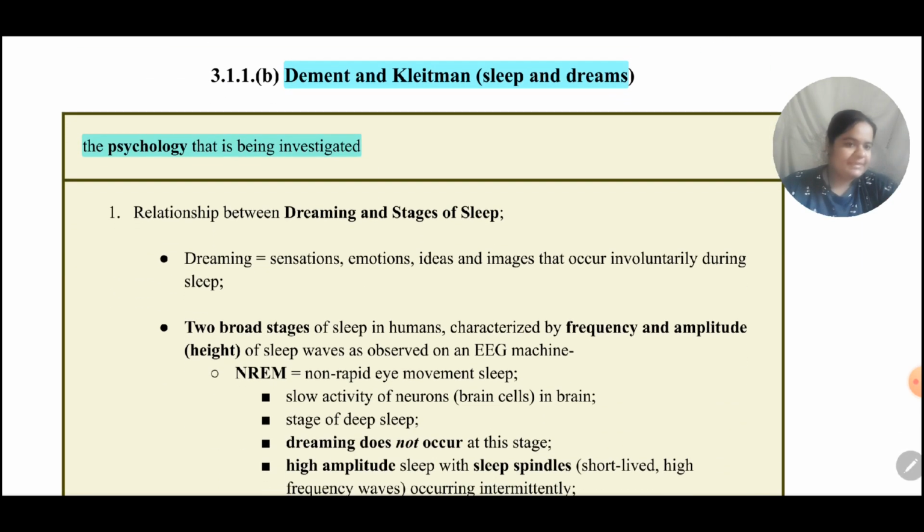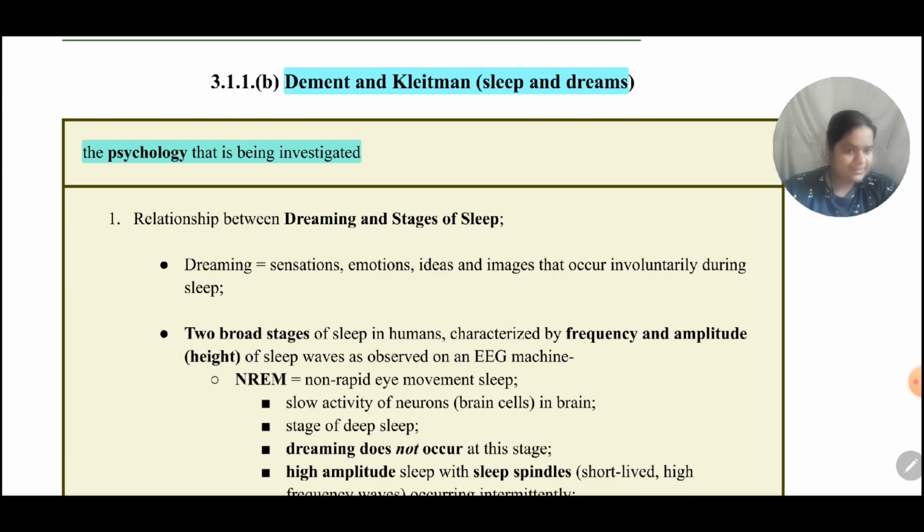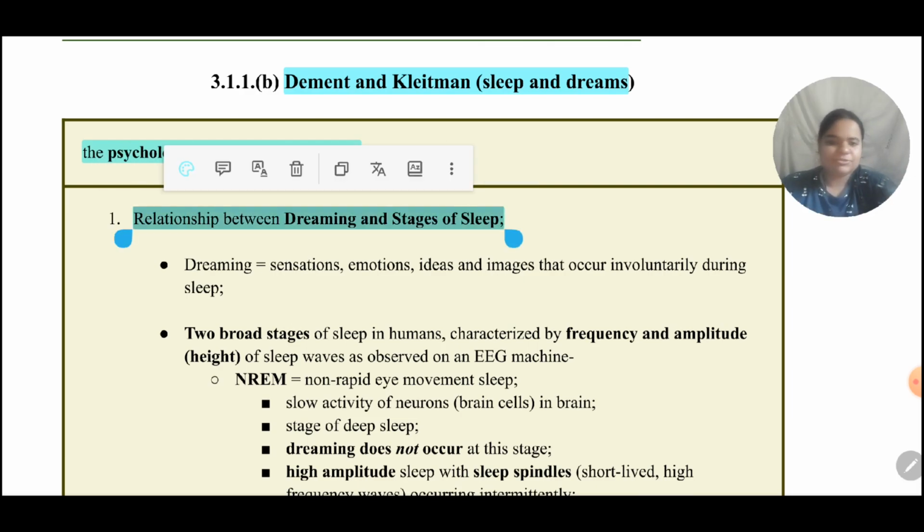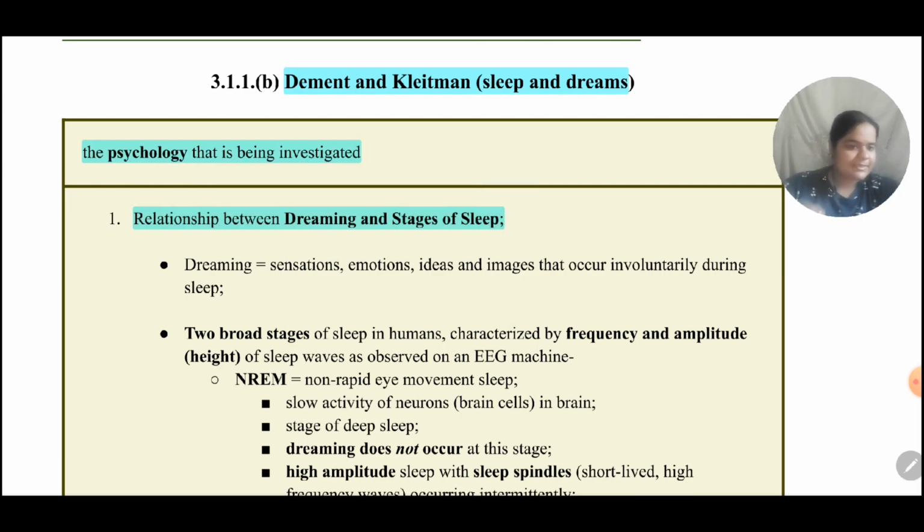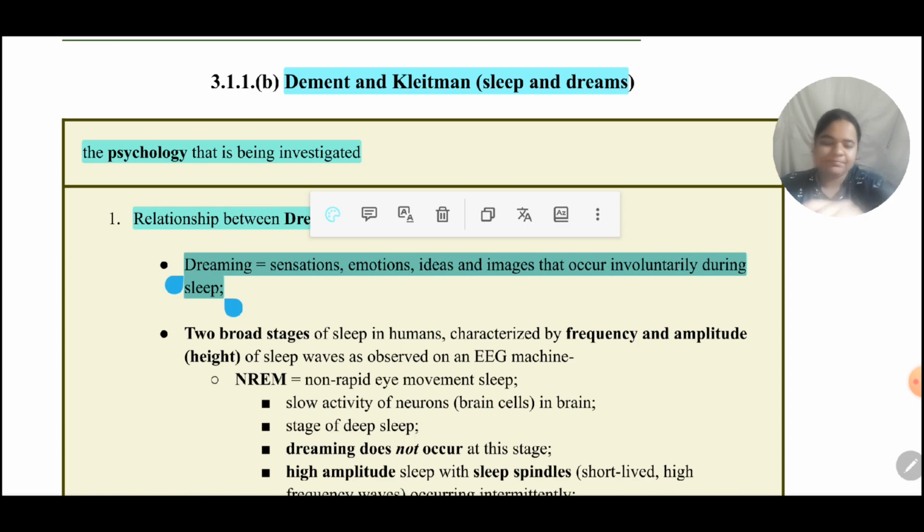Now, broadly speaking, Dement and Kleitman were looking at the relationship between dreaming and stages of sleep. That is something we understand from the title also, because in the brackets we see sleep and dreams. So to be more specific, they were looking at the association between dreaming and stages of sleep. They wanted to know in which stage of sleep does dreaming occur, and a few more details that we will see ahead. So first, let us understand what dreaming is.